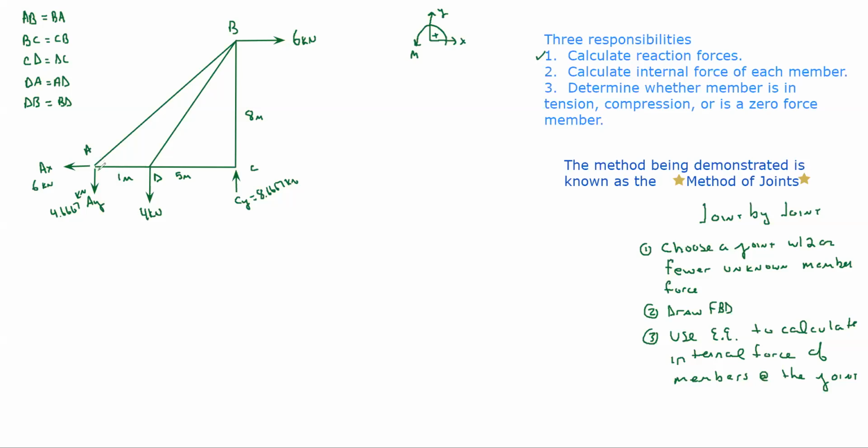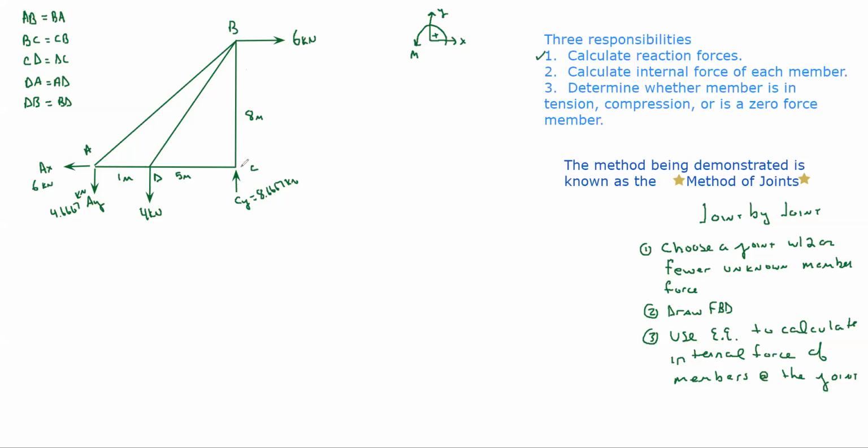If I started at joint A, it has 2 unknown member forces. I don't know what the force is in AB, and we don't know what the force is in AD. I could not start at joint D. In joint D, there are 3 unknown member forces, DA, DB, and DC. Joint B, I would not be able to start at joint B either. There are 3 unknown member forces at joint B: BA, BD, and BC.